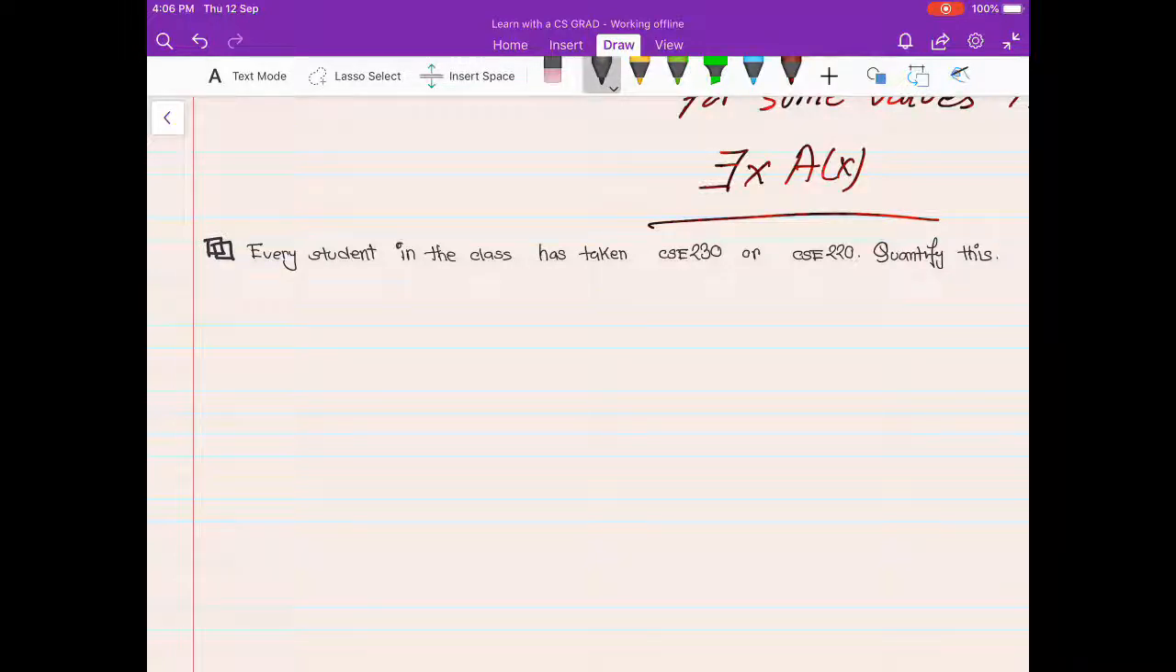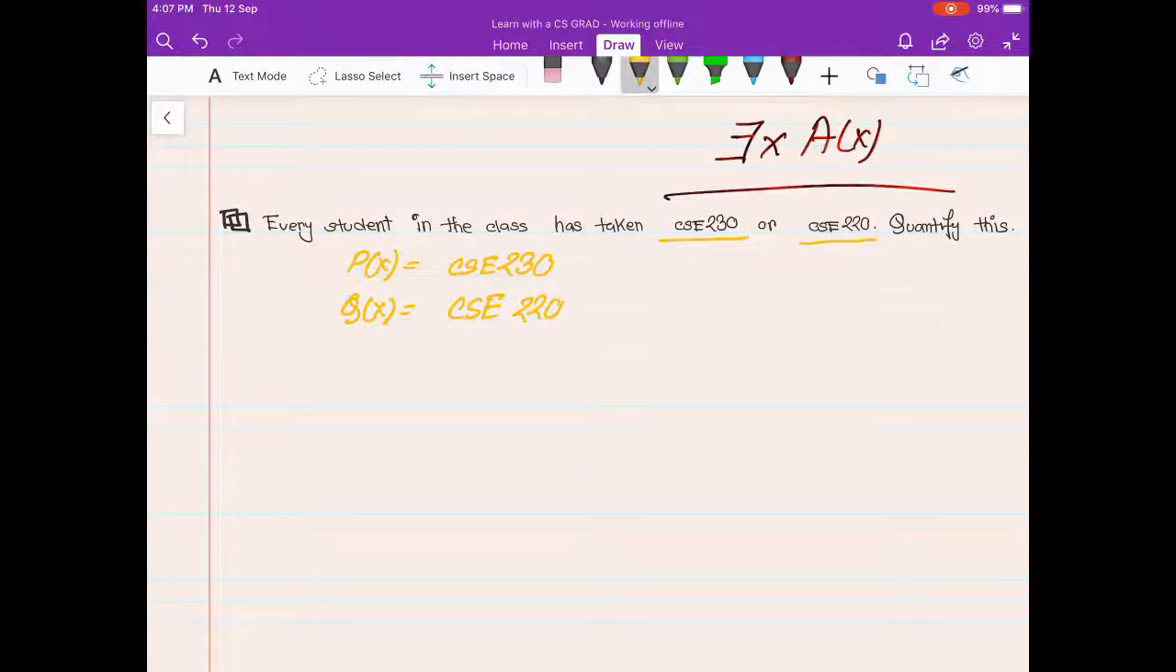So this is another example, and let's try to look into it. Every student in the class has taken CC 230 or CC 220. So let's represent this using a function. P of x, let's say, is people taking CC 230, and Q of x represents people taking CC 220. Right? Now let's try to quantify it. Always remember, to quantify any equation, we have to first put it into a function.